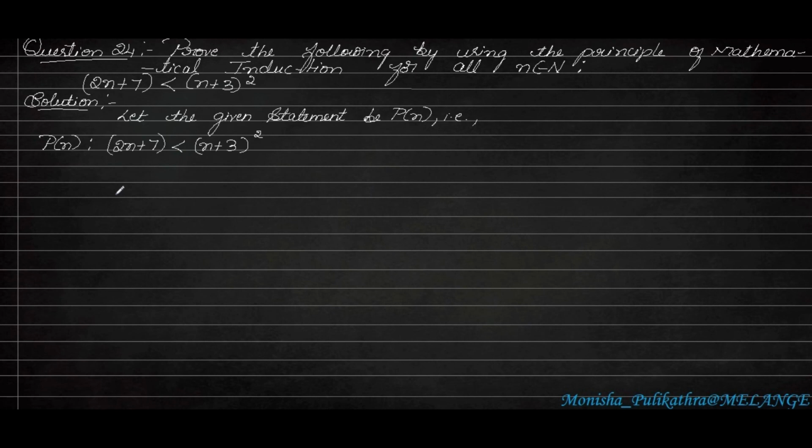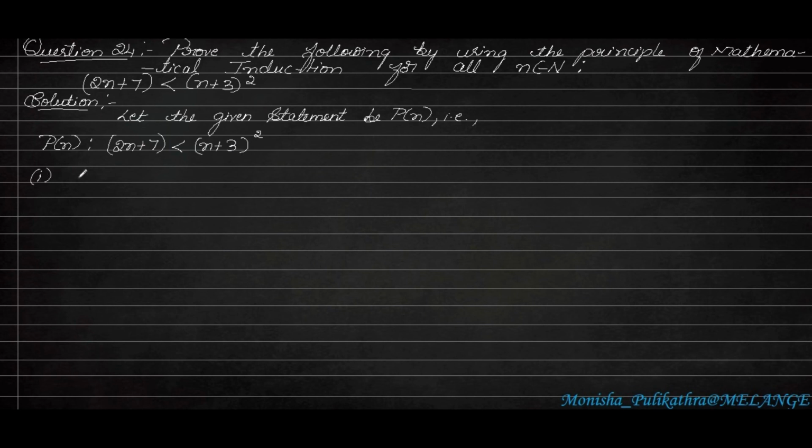Let us move on to the last question of this session, that is question number 24. Prove the following by using the principle of mathematical induction. For all n belongs to N, 2n plus 7 is less than n plus 3 whole square. So let the given statement be P of n. So P of n is equal to 2n plus 7 less than n plus 3 whole square. This is the first step we have to do.